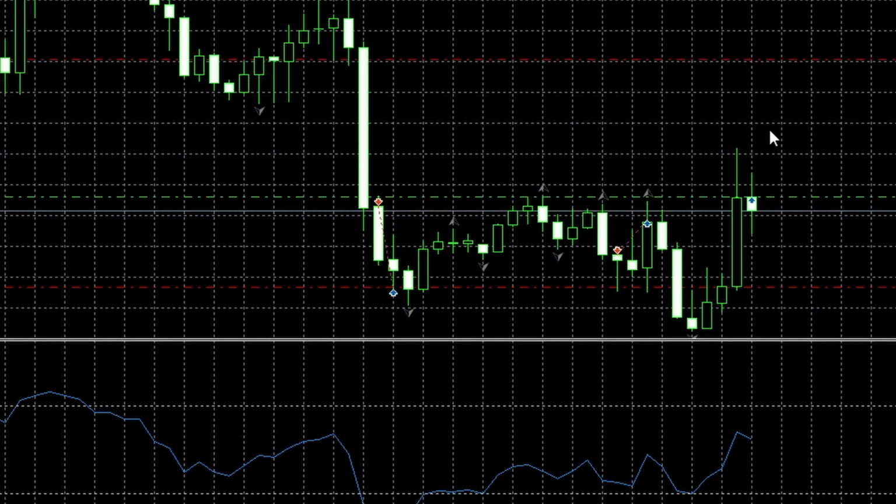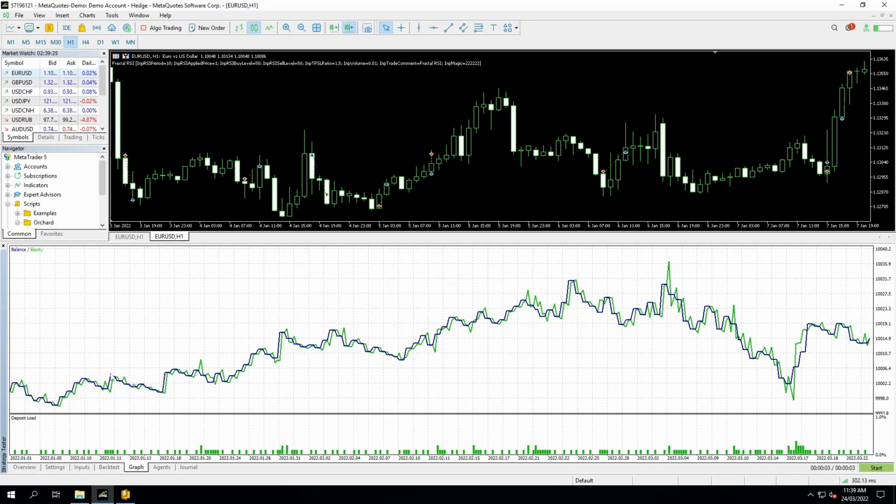So what I'll do now, I'll turn off the visual. I will just run the strategy tester through to the end, and you can see the graph on how this has performed. So this is the Euro USD for the year 2021, and this is a 1 hour chart just using the default values. It has made something of a profit, but nothing too exciting.